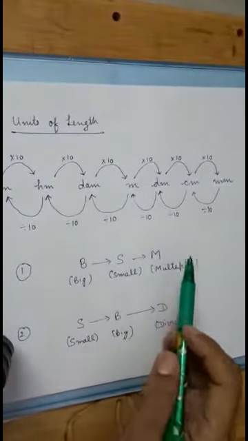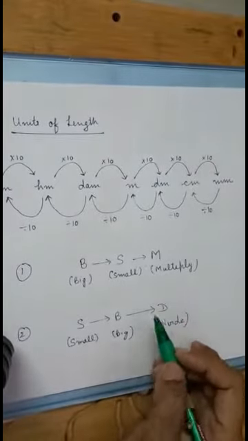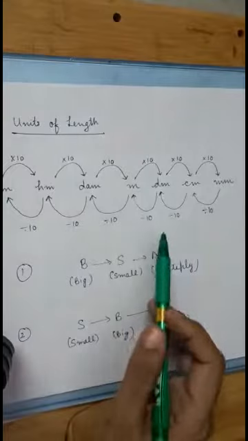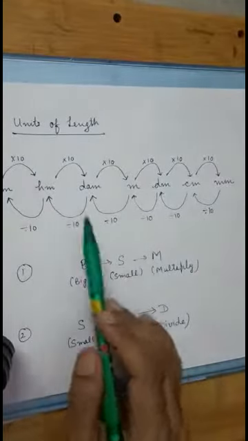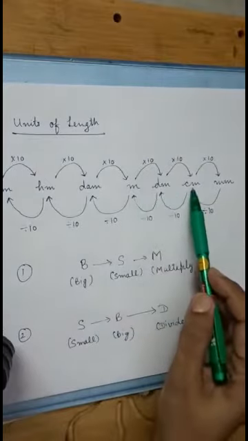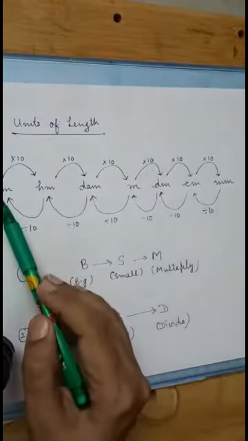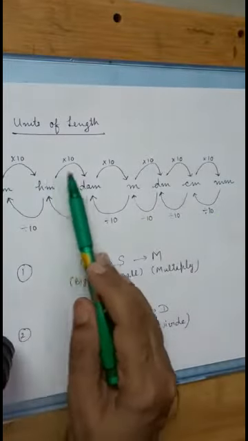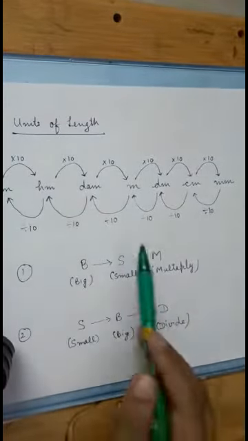So here I will teach you 2 rules to convert bigger units into smaller units and smaller units into bigger units. Now you are very much familiar with kilometer, hectometer, decameter, meter, decimeter, centimeter and millimeter. Kilometer is the bigger unit and millimeter is the smaller unit. We move from bigger unit to smaller unit.